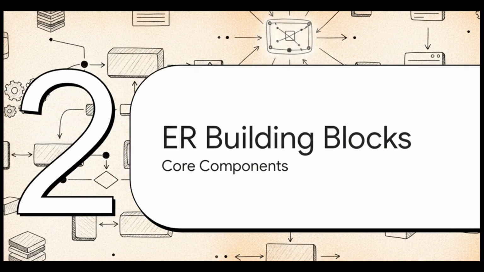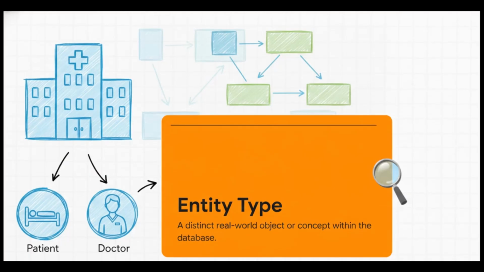Moving right along to Section 2, core ER building blocks. All right, let's talk about our foundational brick, the entity type. An entity type represents a distinct real-world object or concept within your database. The source material uses a hospital management system as a case study, which is honestly a fantastic way to look at this. In that hospital setting, an entity type would be something like a patient or a doctor. They're completely distinct, definable concepts that we know we need to store data about.